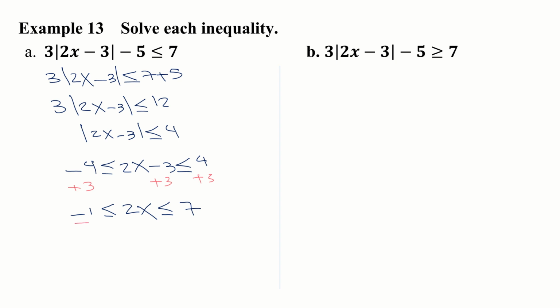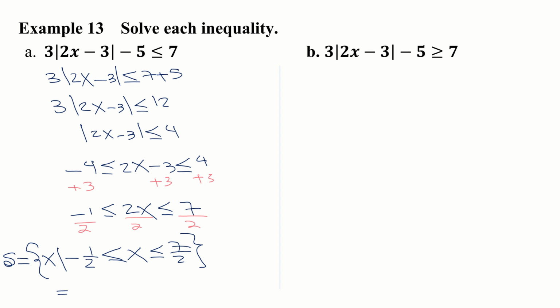Since that's a positive number, we can just go ahead and do it like this. We don't need to go to a new line because there's not going to be any change in direction. So we get -1/2 less than or equal to x less than or equal to 7/2. So it's easy to turn that into a solution set, right? You can just say the solution set equals all x such that this happens, or you can write it as bracket -1/2 comma 7/2 bracket, and that should do it for that part.